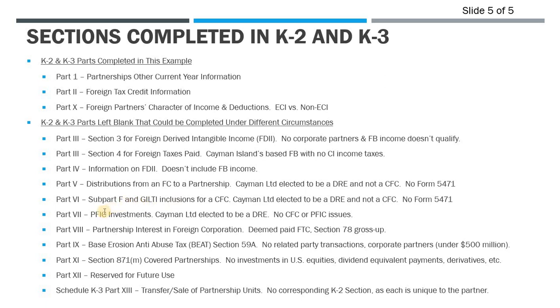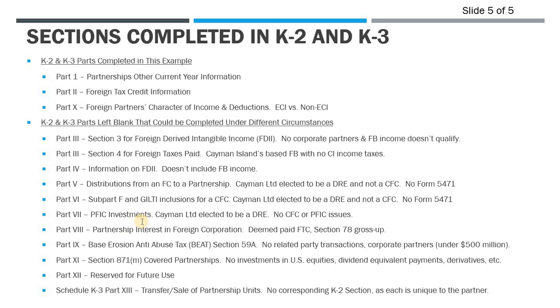All right. Now, Part 6, Subpart F and GILTI inclusions. So Part 6 would include Subpart F and GILTI if we had a controlled foreign corporation, right? So a CFC filing a 5471. In our case here, we have a wholly owned entity that elected to be a disregarded entity. So we do not have a CFC. We don't have 5471s. We will have an 8858, right? So for a foreign branch or foreign DRE, but we don't have any 5471s. And so we don't have any Subpart F or GILTI inclusions, right? So everything that's going on in this Cayman entity is deemed to pass up to the U.S. LLC because it's all being consolidated, right?